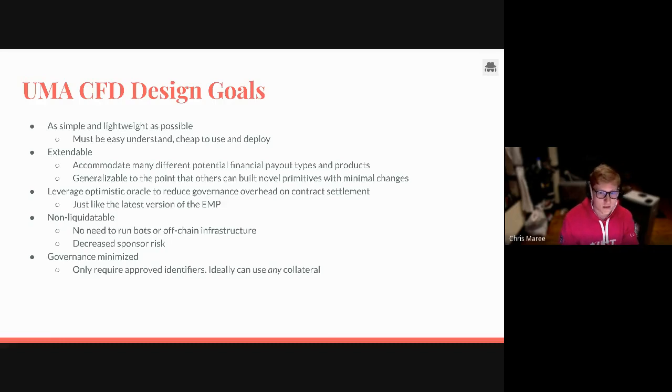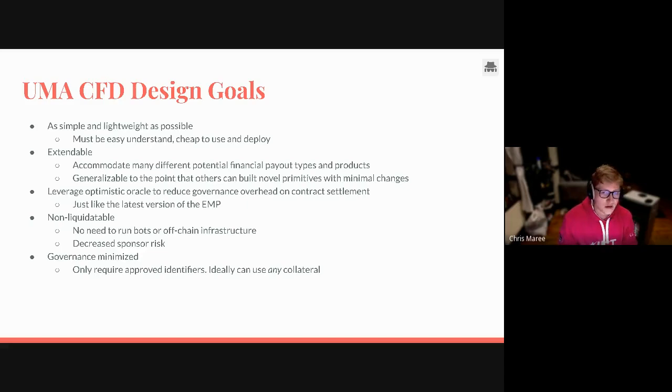Also, extendability is very important. You want to enable anyone to create any kind of financial product using this base primitive, and they should be able to generalize all the different components of this to build out any kind of product. It should also leverage the optimistic oracle, so we don't have to do lots of governance for adding price identifiers for settlements and things like this.